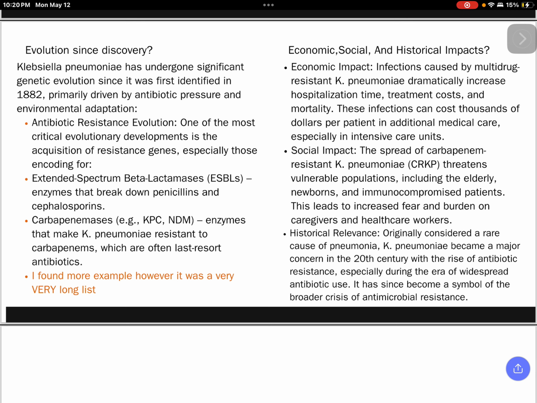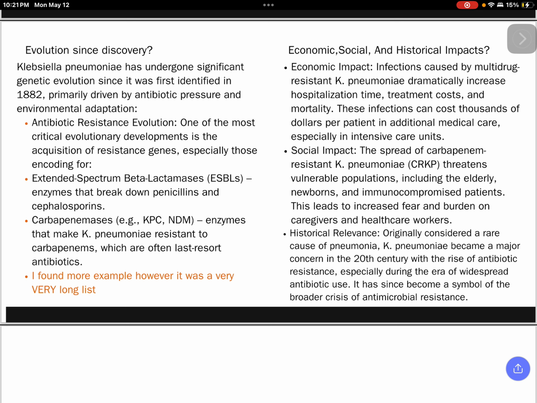Some economic impacts included infections caused by multi-drug resistant pneumoniae dramatically increasing hospitalization time, treatment cost, and mortality. These infections can cost thousands of dollars per patient in additional care, especially those in intensive care units. Social impact: the spread of carbapenem-resistant K pneumoniae, also known as CRKP, threatens vulnerable populations, including elderly, newborns, and immunocompromised patients, again meaning people with autoimmune disease and asthma, people that have weakened immune systems. This leads to an increased fear and burden on caregivers and healthcare workers.